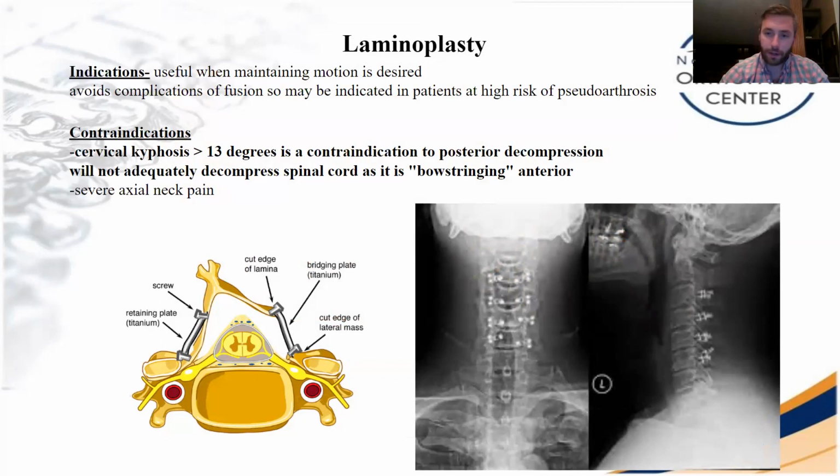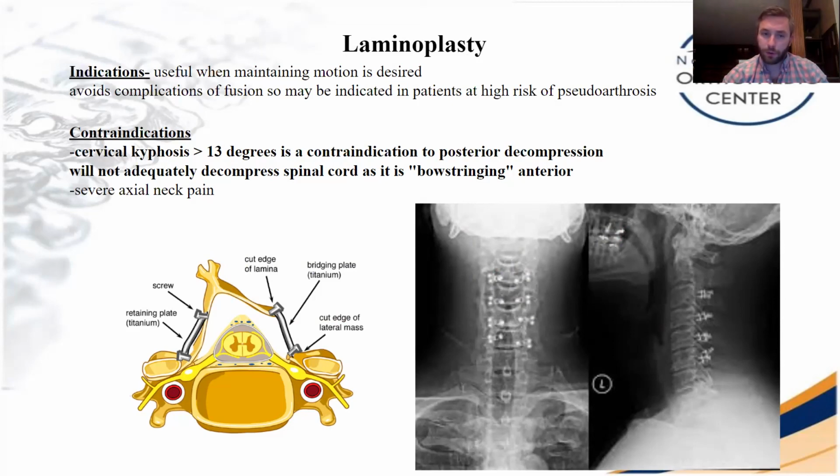So patients who are diabetic or smokers, their bone's not really going to heal anyways, so why try to make it heal in the first place? Just perform the laminoplasty. They can continue to move their neck, you take the pressure off the spinal cord, and hopefully prevent their symptoms from progressing.